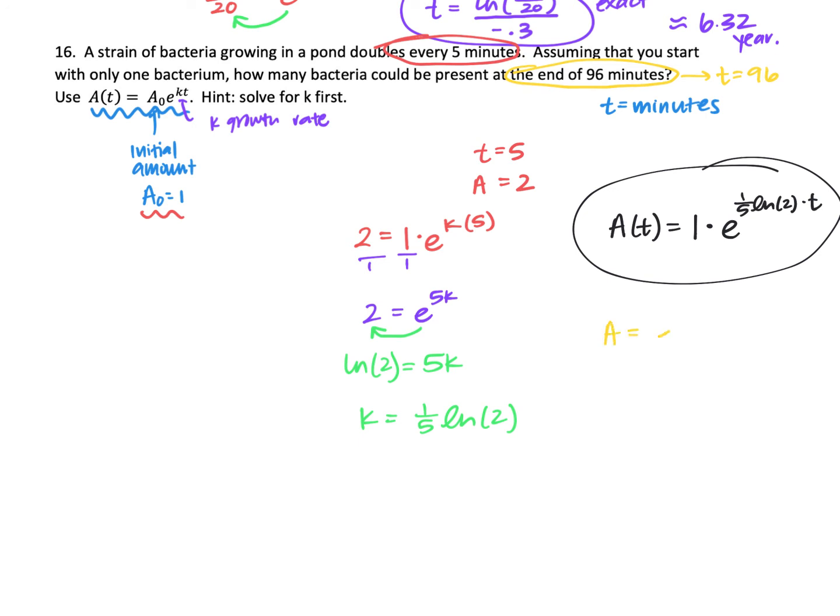If we were looking for an exact answer, we would only really be able to replace t with 96, and we would leave it like that. That's our exact answer. We'd need a calculator in order to get the rounded answer. Punching that into a calculator, you would get an approximation of 602,248.76 bacterium.